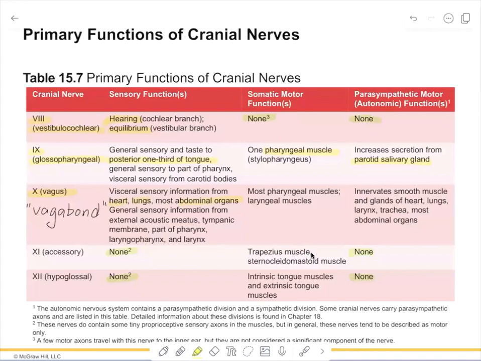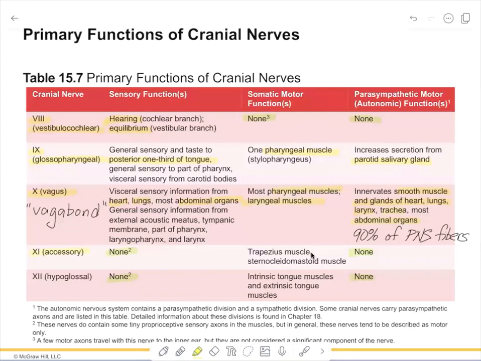It's going to control digestion. So it makes sense that it is parasympathetic. It's going to control smooth muscle and glands of the heart, lungs, larynx, trachea, and abdominal organs. And in fact, it's 90% of parasympathetic nervous system fiber. So it's the most significant of the parasympathetic fibers. It also controls pharyngeal muscles and laryngeal muscles.